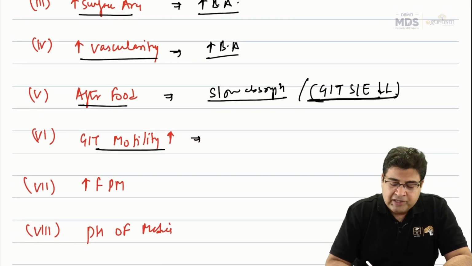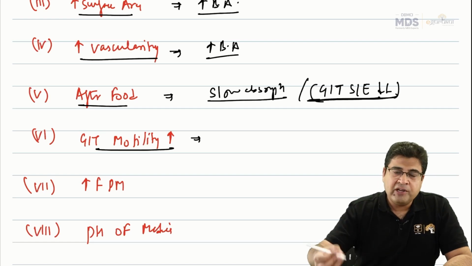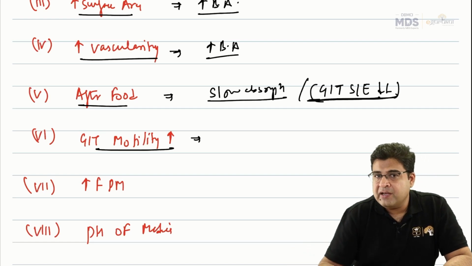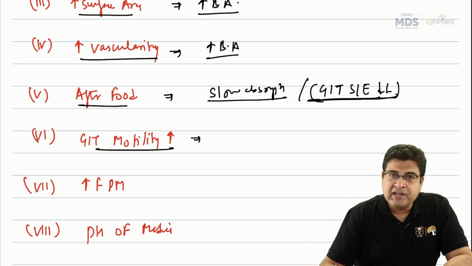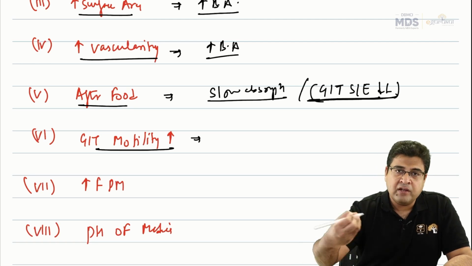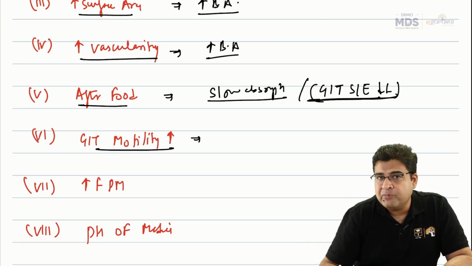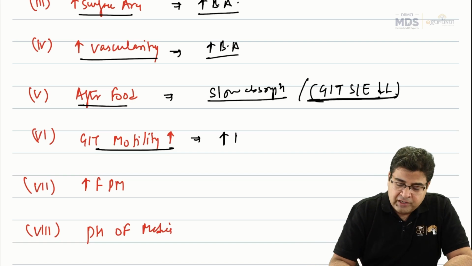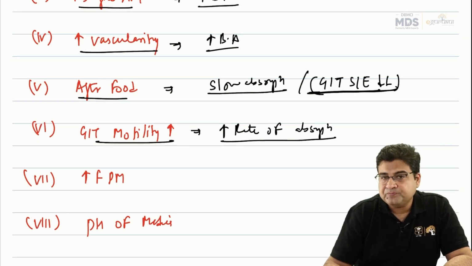Now, if the GI motility is more, it means the medicine molecule will come across new surface area in the GIT. When one molecule is getting absorbed from one part, the other molecule will come across the other area of the GIT and get absorbed from there. So the more the motility, the faster the rate of absorption.